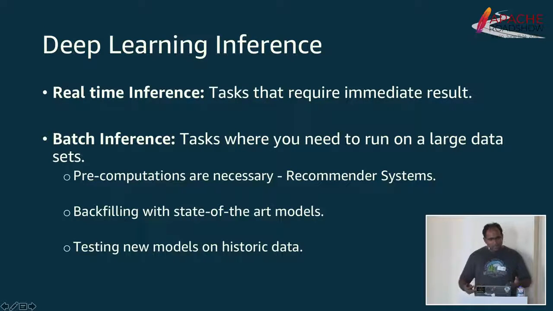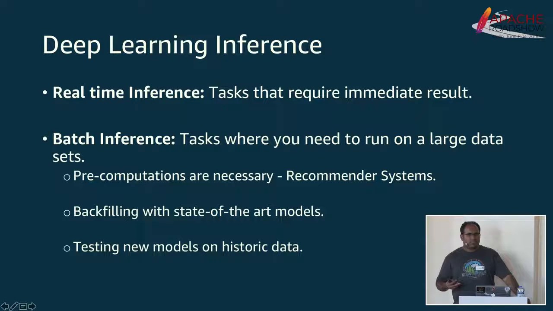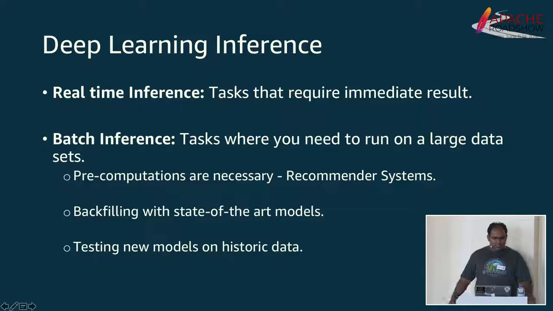This is especially helpful when pre-computations are necessary for services like recommender systems, which have to sort and rank against hundreds of user products. Another place where it's useful is, let's say, you already have a model that's been used to run inference, and now you develop a state-of-the-art model. You want to go backfill all of those inferences, so we can use batch mode there. And another one is if you develop new models, before you deploy to production, you want to test it on your existing data to verify if it is giving you a better result.